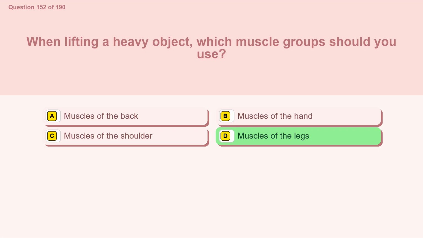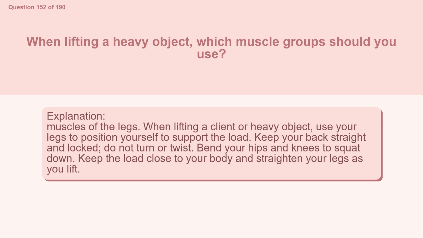Muscles of the legs. When lifting a client or heavy object, use your legs to position yourself to support the load. Keep your back straight and locked, do not turn or twist. Bend your hips and knees to squat down. Keep the load close to your body and straighten your legs as you lift.